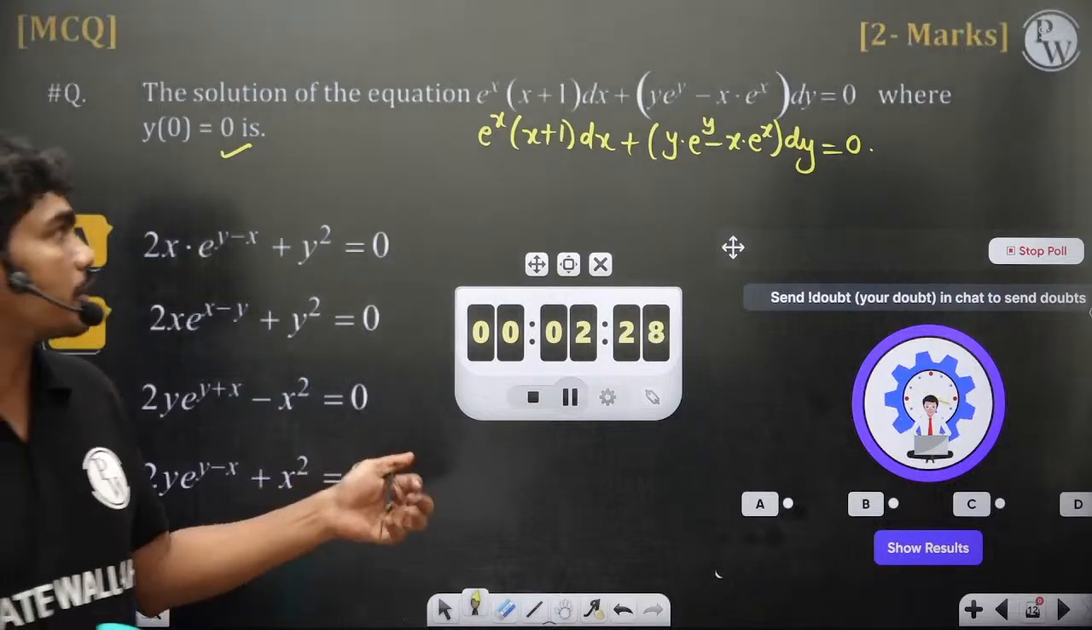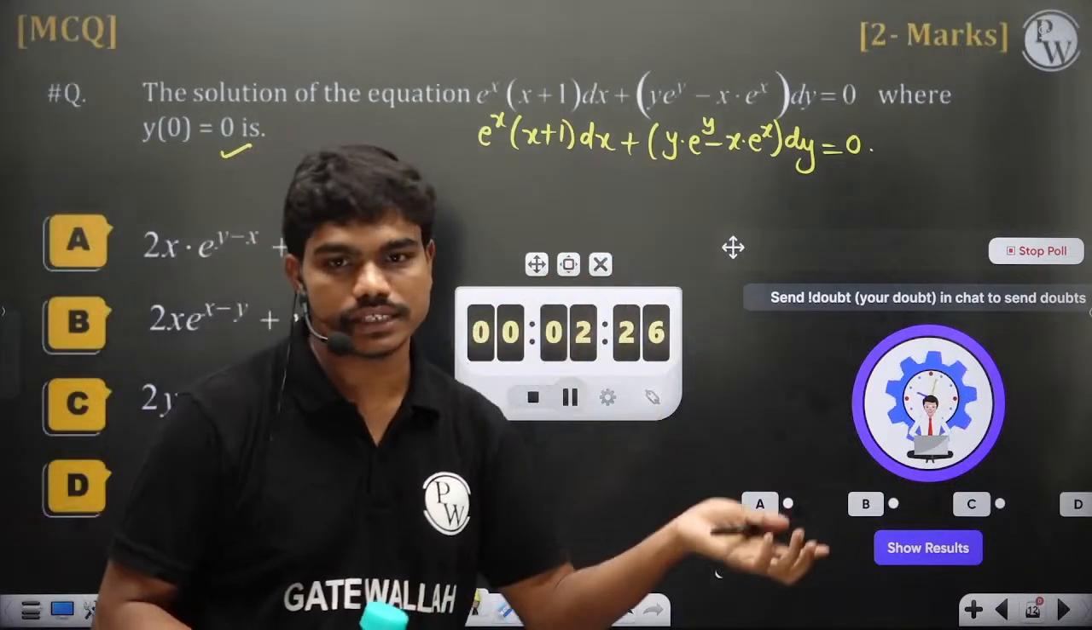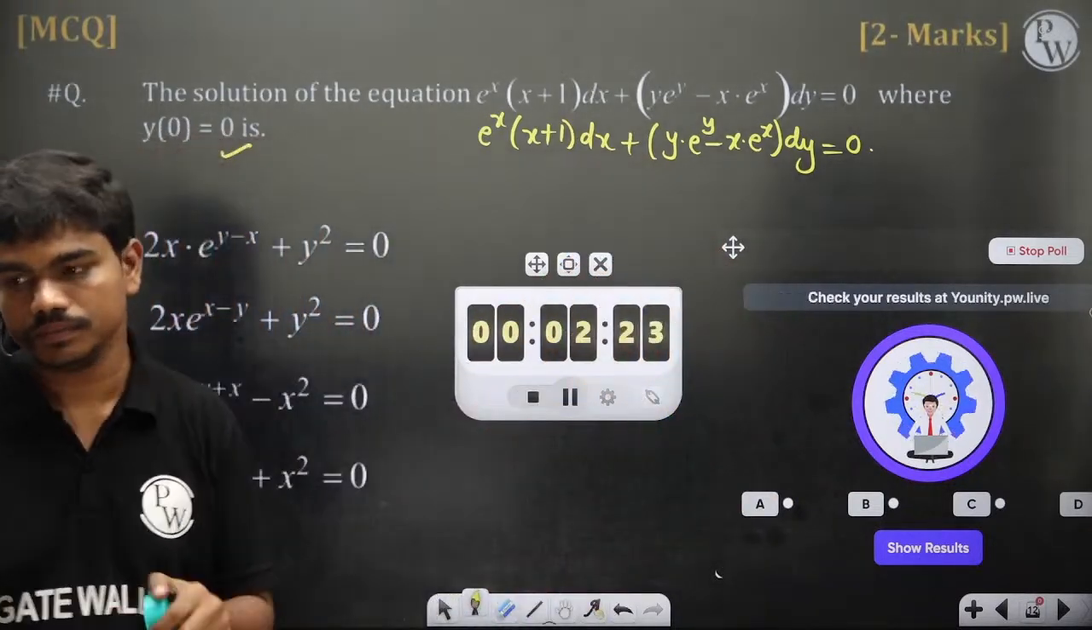Clearly it's a nonlinear equation, you can see, because there is y into e power y, it's a nonlinear equation but of first order. Solve this.